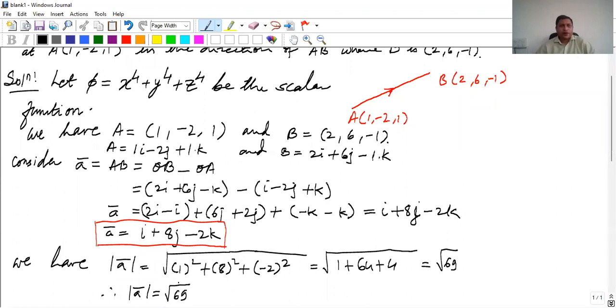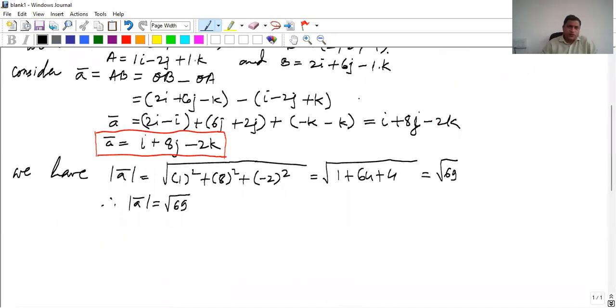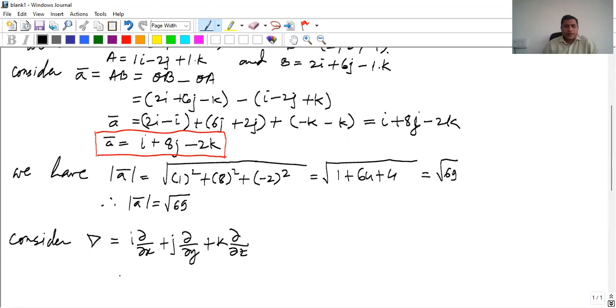Now we got a bar and we got mod of a bar. The next term we need to calculate is del phi. So consider the operator del. Del is i del by del x plus j del by del y plus k del by del z.